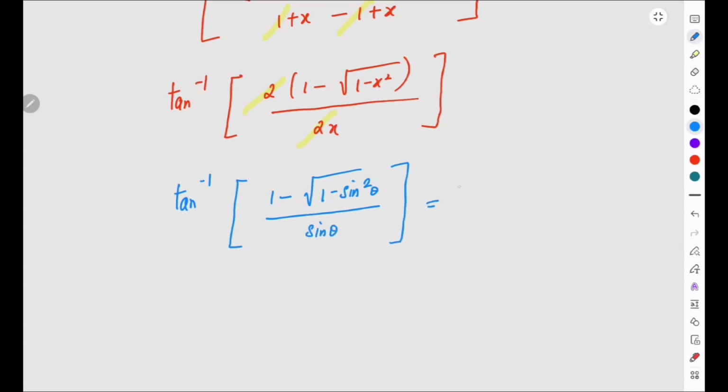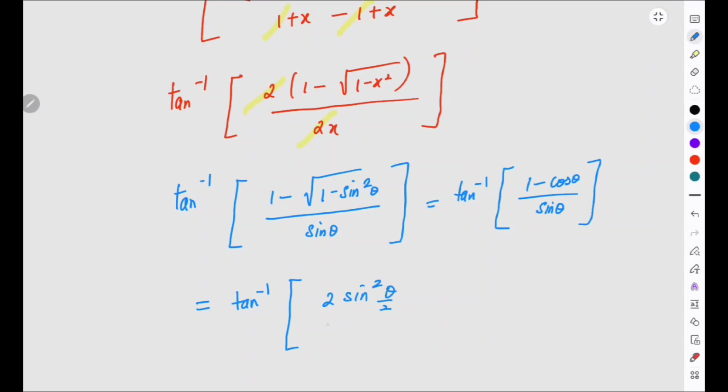So you get tan inverse of 1 minus cos theta divided by sine theta. So 1 minus cos theta is nothing but tan inverse of 2 sine square theta by 2 divided by, 1 minus cos theta can be written as 2 sine square theta by 2, divided by 2 times sine theta by 2 cos theta by 2.